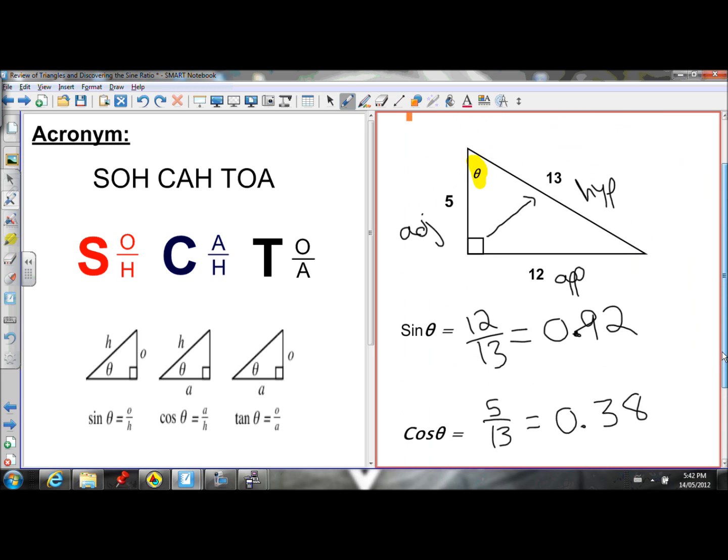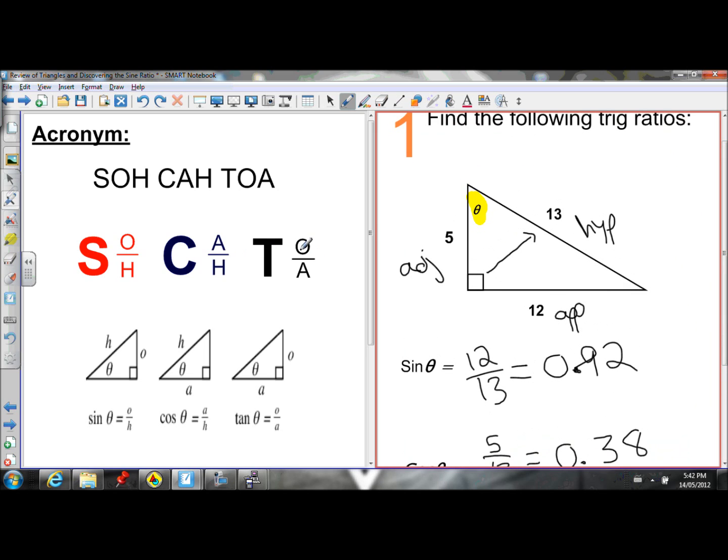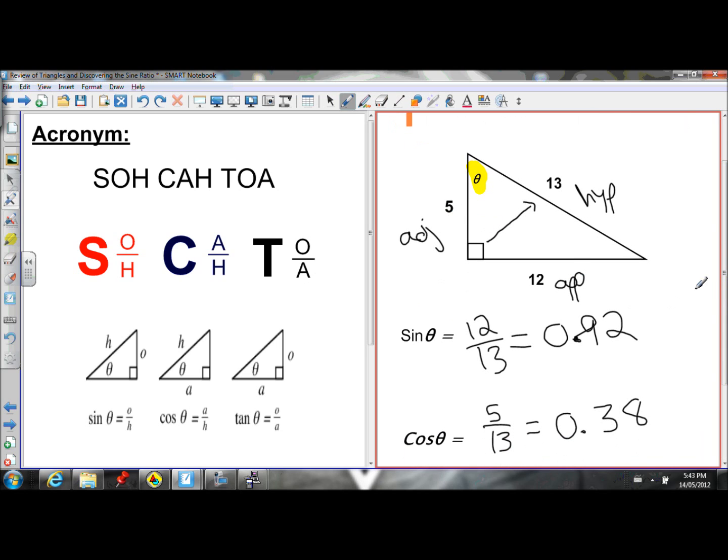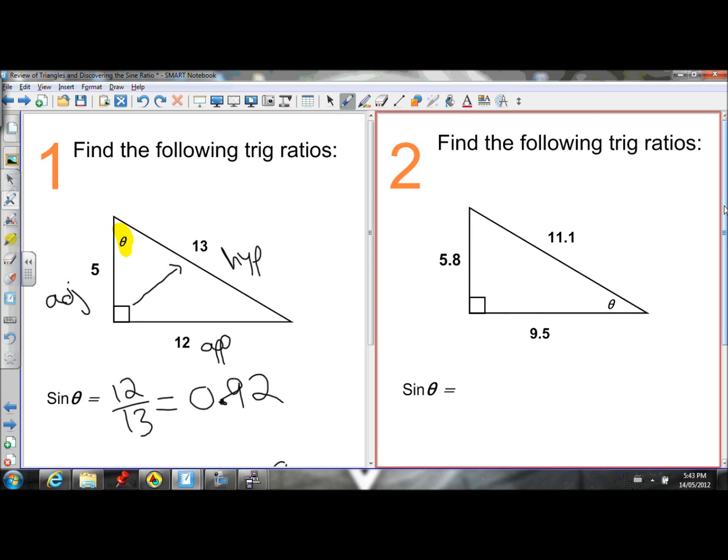Now I have to find tan. That's my last ratio. I know tan is opposite over adjacent. So opposite over adjacent is 12 over 5. That'll give me a nice round number of 2.4. 5 goes into 12, 2.4 times. Let's do one more example to make sure we're good with this.